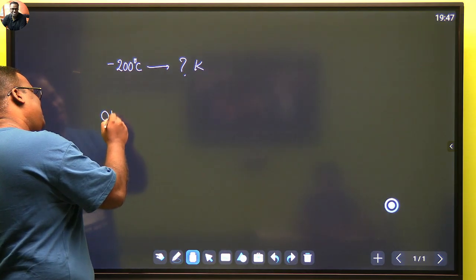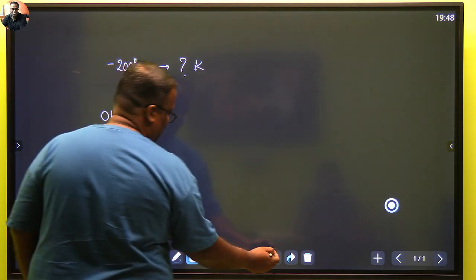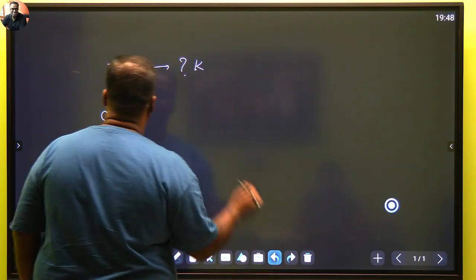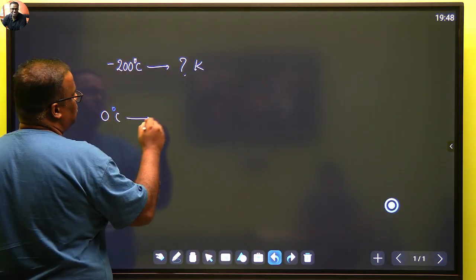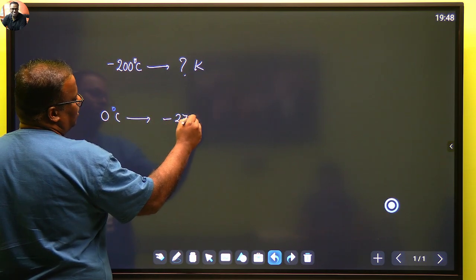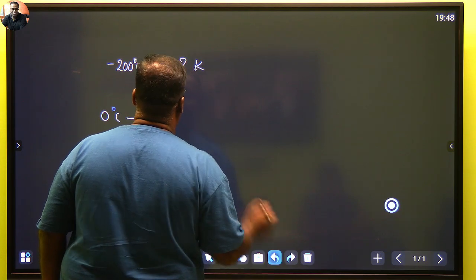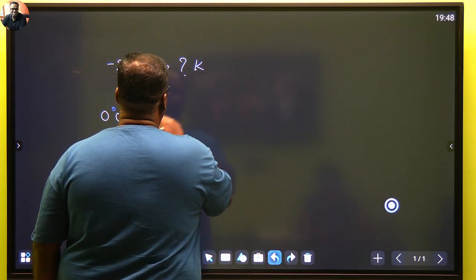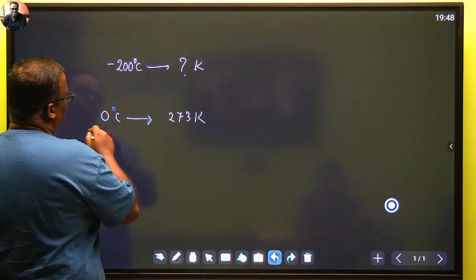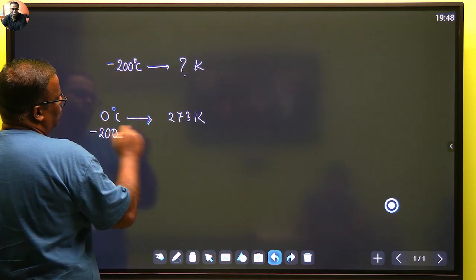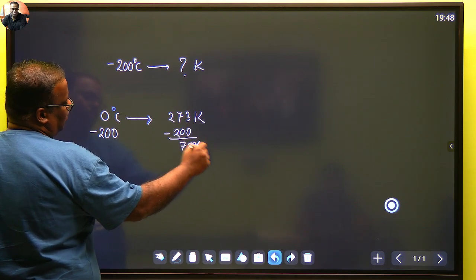Zero Kelvin... oh no, 0 degrees Celsius. 0 degrees Celsius corresponds to 273 Kelvin. In Kelvin, there is nothing called minus. You always remember that. So you're coming down by how much? Negative 200. Come down by negative 200. 73 Kelvin.